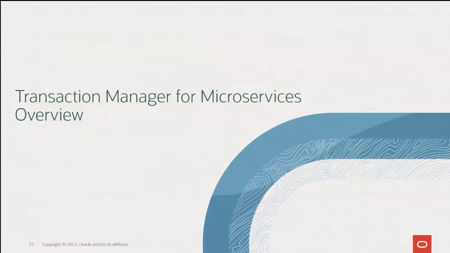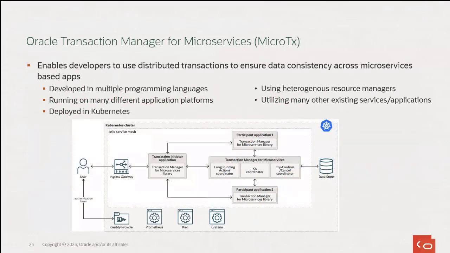So a little bit about the transaction manager for microservices. It consists of another microservice itself along with a set of libraries. So it allows you to develop applications in multiple languages. So you can develop in Java, soon to be Python, currently Java and JavaScript. These can be deployed in Kubernetes or deployed elsewhere in another service mesh environment, but it's definitely aimed at a microservices environment. And you can use different transactions or different databases or resource managers.